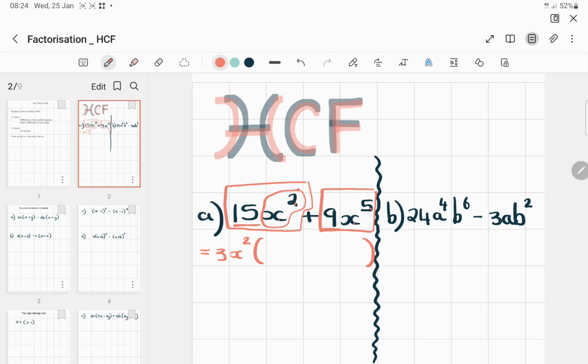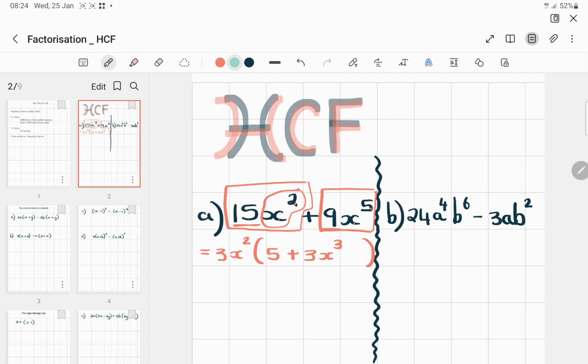So 15x squared divided by 3x squared: 15 divided by 3 is 5, and x squared divided by x squared falls away, so you've just got 5 left. Plus 9 divided by 3 is 3. X to the power 5 divided by x to the power 2 gives you x to the power of 3. Remember, when you divide, you keep your same base and you subtract the exponents. And that is your answer.